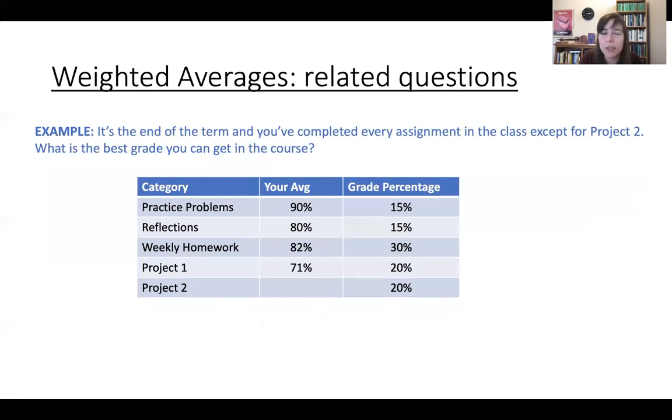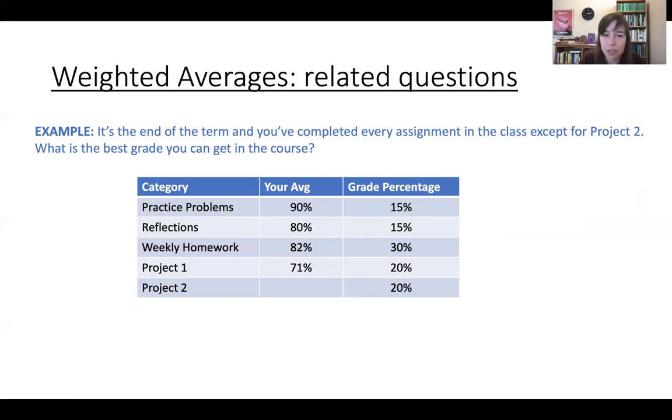All right, here's a related question, something I certainly get asked a lot. It's the end of the term. Suppose you've completed every assignment except for the final project, project 2. Often I'll get asked, what's the best grade I can get in the course if I do the best on project 2? What's the best grade I can get?